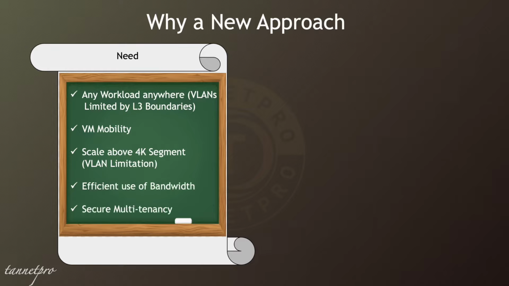some limitation with L3 boundaries and VM mobility. In a VLAN network it is not possible to have VM mobility. Scalability: VLAN has a limitation of 4K segments; it can create a maximum of 4K VLAN segments. Efficient use of bandwidth is required, but it cannot be achieved with legacy VLAN. Secure multi-tenancy is also possible in VXLAN because it provides security, whereas legacy VLAN is not able to provide that.